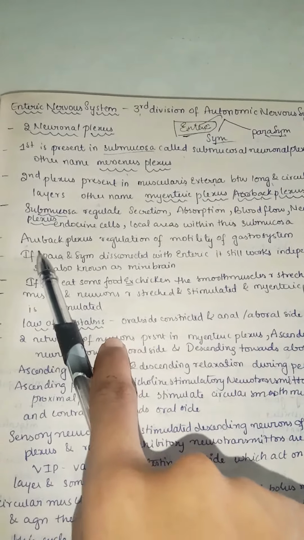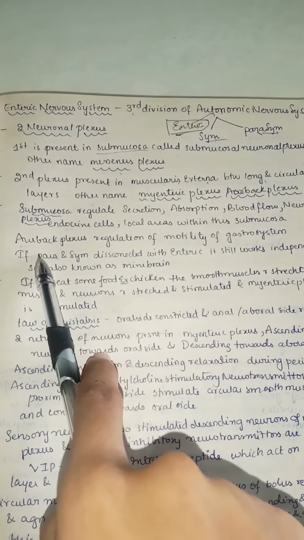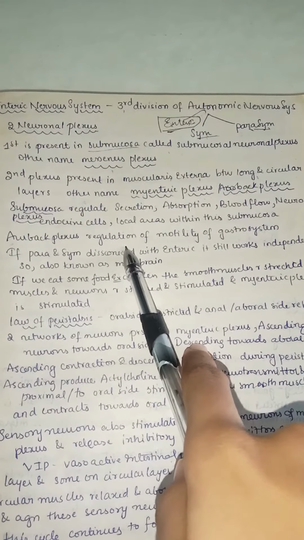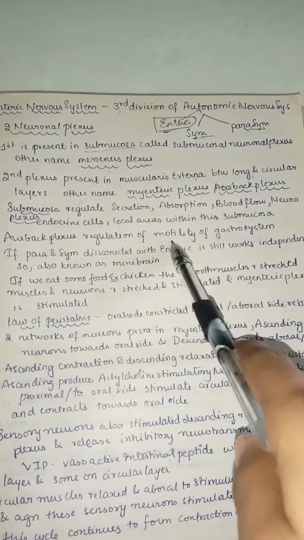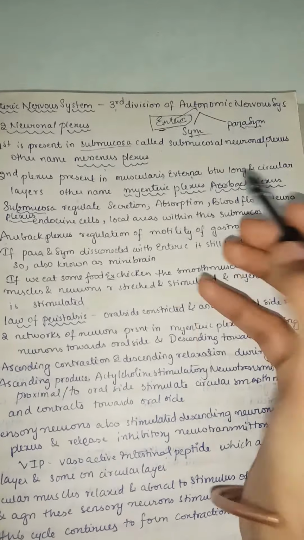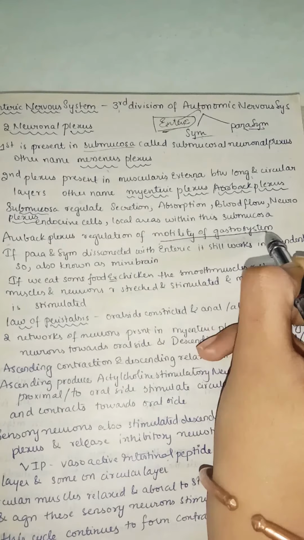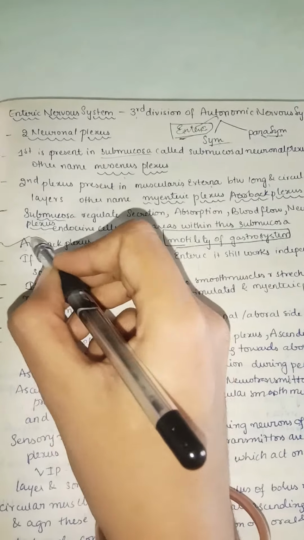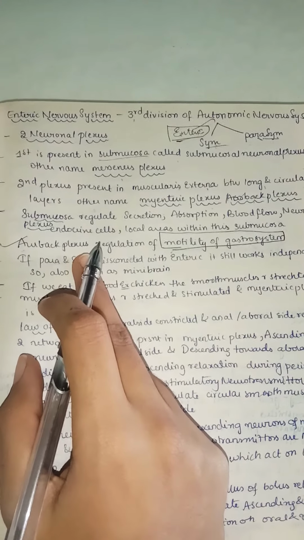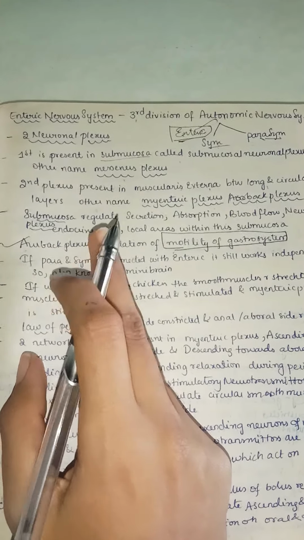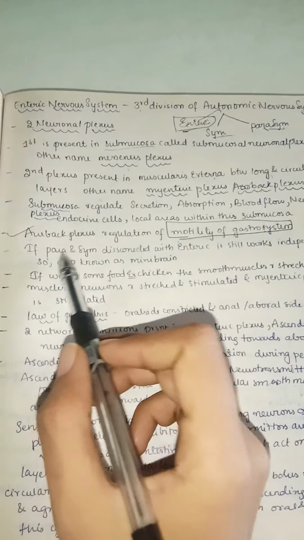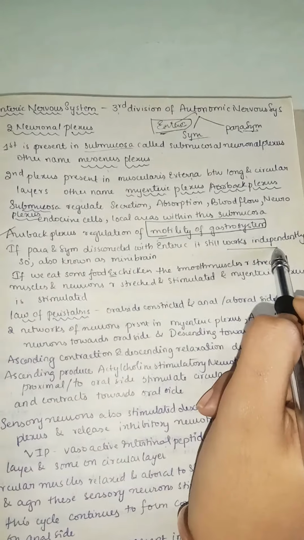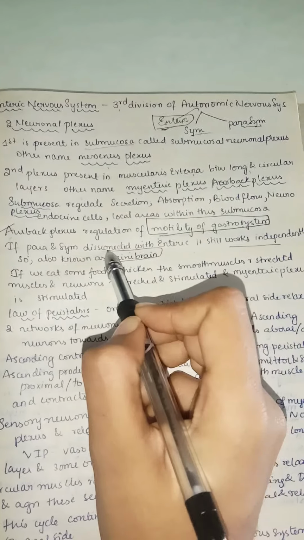Whereas coming to Auerbach, it's a myenteric plexus, located in the muscularis externa. It's useful for regulation of motility. Today we are studying the motility of the GI system. The motility of the GI system is mainly regulated by our important Auerbach plexus, also called the myenteric plexus, which is located in the muscularis externa. If the parasympathetic and sympathetic are disconnected from the enteric system, it still works independently. So it is also called the mini brain.